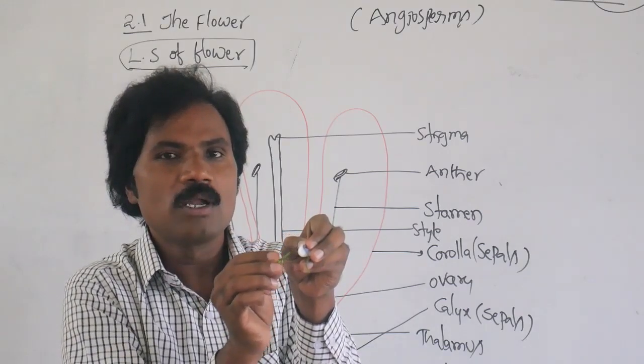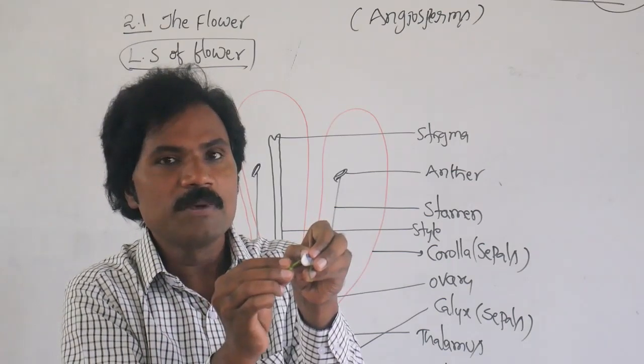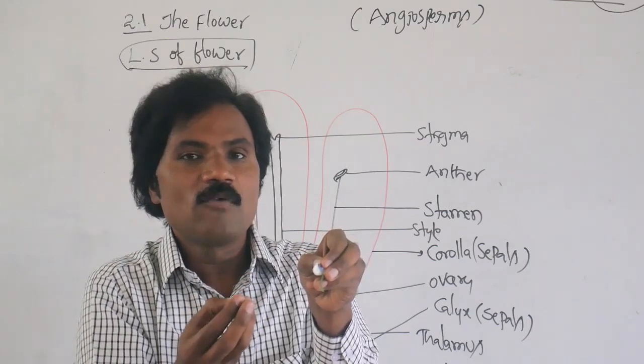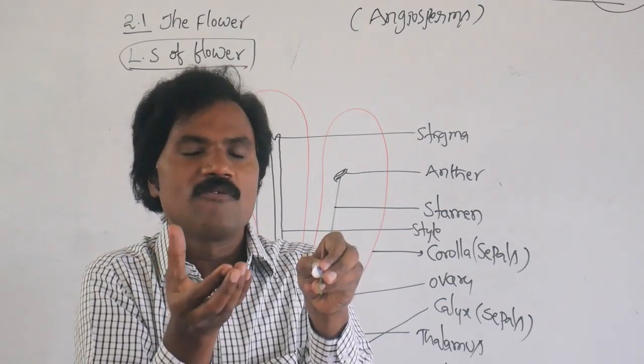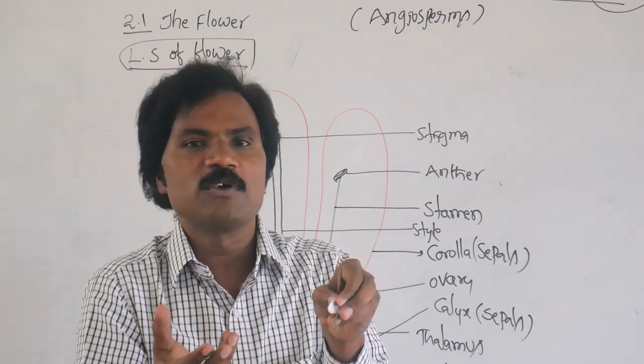This is what we call the keel or carina. Normally it must be the closest one. Whatever we showed earlier, where the flowers are opening, such types of flowers we call chasmogamous flowers.